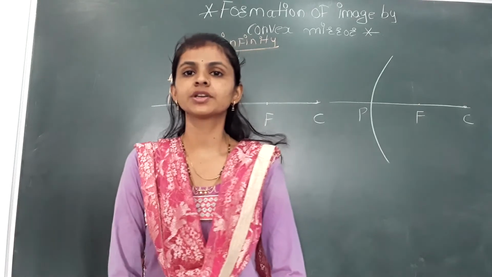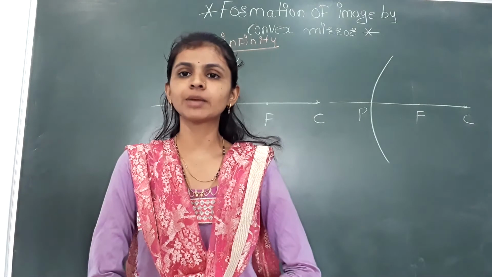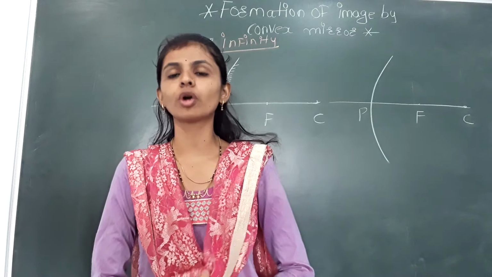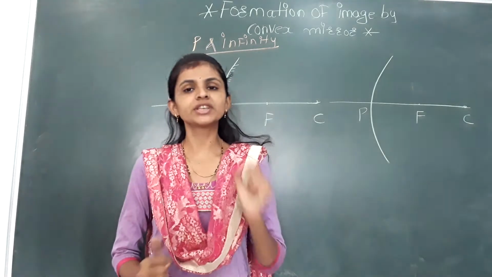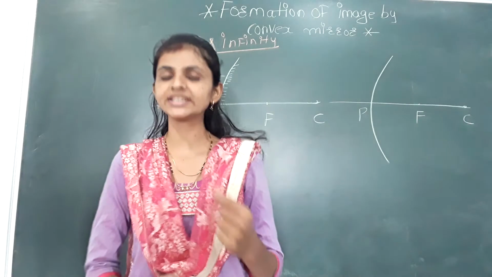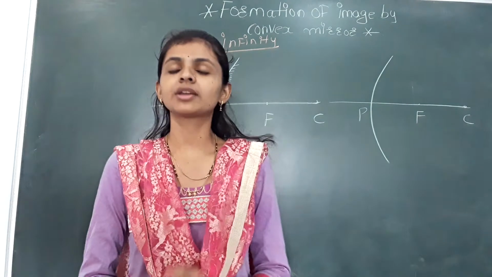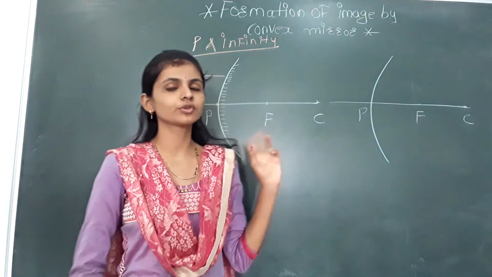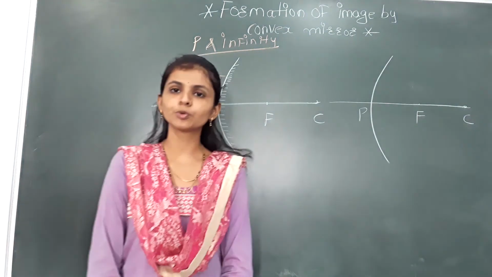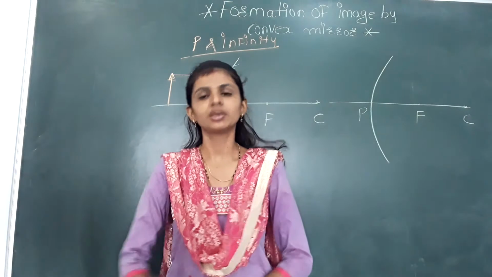Good afternoon, students. In the last period we already discussed the formation of the image by using the concave mirror. Whenever we discuss the concave mirror, 6 positions are there, so by using the 6 positions we can form the image. But in the case of the convex mirror, it is very easy to keep in mind because only 2 positions are there. In those 2 positions we will discuss the image formation.